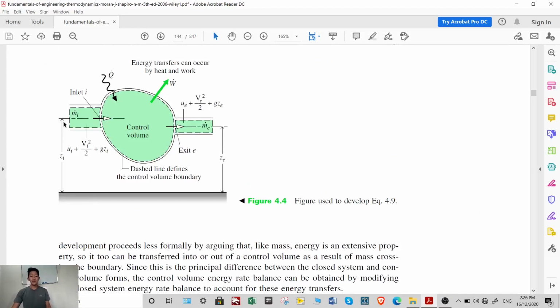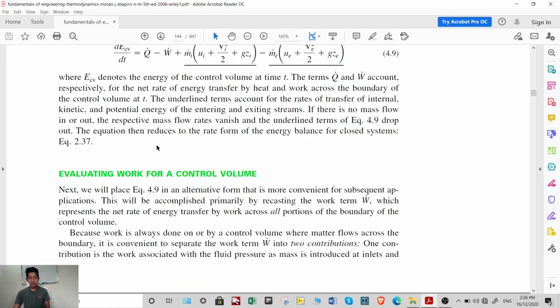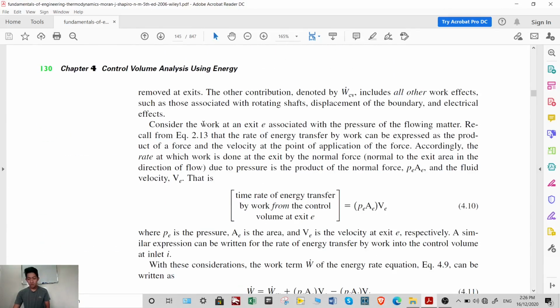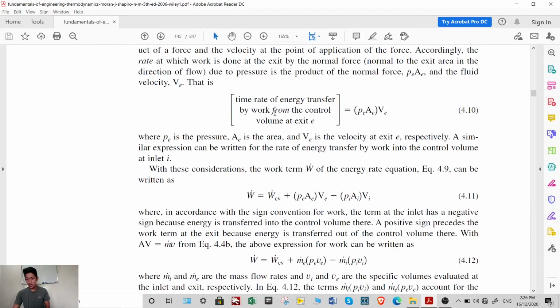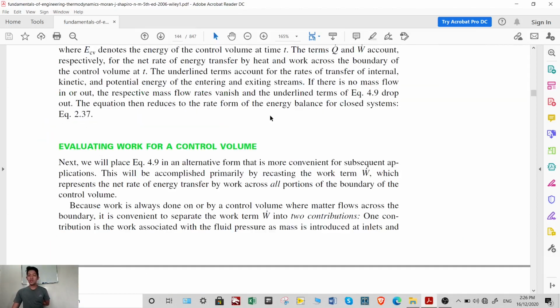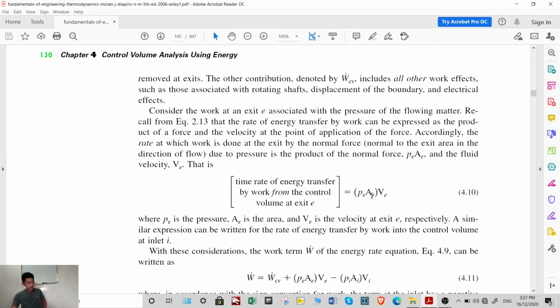Ang isa kay kanang due to pressure, no? Work done due to pressure. Siyempre kay in order nga kaning masses mo-flow diri, naa na pressure sa fluid. Now, kanang pressure nimo siyempre nag-exert man og force. Now, kung i-multiply nimo ang force and the velocity, equal na siya sa rate of work. So, mao ni siya kani, time rate of energy transfer by work from the control volume. Ang tawag niya flow work, no? The work that is accompanied by your moving fluid.